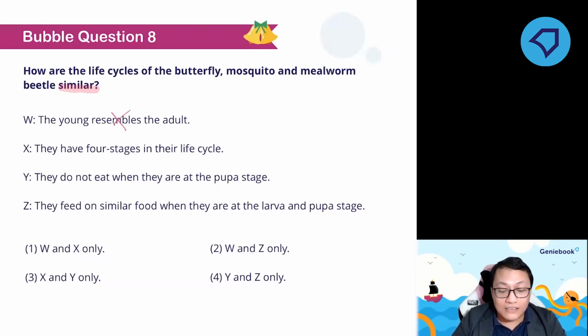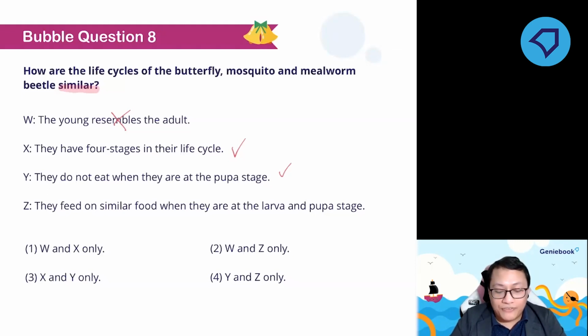No, it doesn't. Okay, the young doesn't resemble the adult. So the larva does not resemble the adult. They have 4 stages in their life cycle. Is it true? Mosquito, mealworm beetle, and butterfly. Do they have 4 stages of life cycle? Yes. They do not eat when they are at the pupa stage. Is it true for all these organisms? Yes. Okay. So the pupa stage for all insects do not eat.